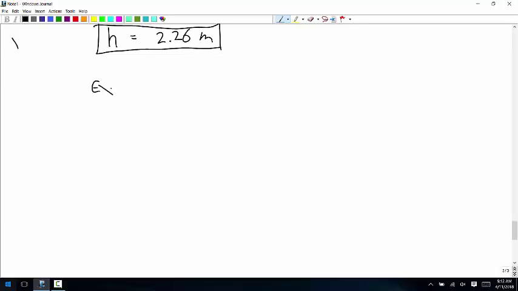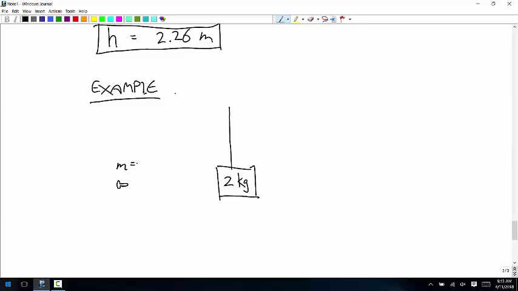So let's do another one. It's sort of the same idea. But let's say that there's a big mass hanging on a cable. Let's say that this is 2 kilograms. And a bullet is shot into this block. The bullet has a mass of 0.005 kilograms. That's 5 grams.